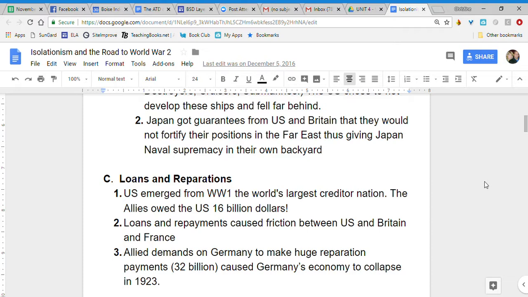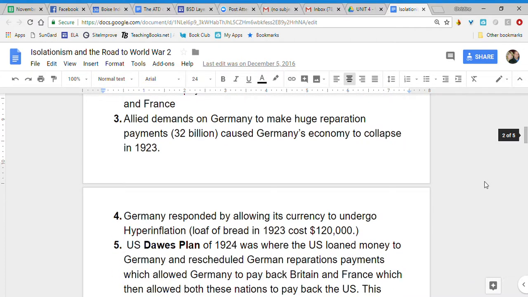Those guys are having to rebuild their economies. Not that their economies were destroyed necessarily, buildings, but they had people, a whole generation wiped out. So there's friction there. And then the Allied group, remember, put on just unbelievable demands on Germany to pay back huge reparations, $32 billion. And that $32 billion that we're just making Germany pay causes Germany's economy to completely collapse in 1923, well before the Depression will hit in the United States.